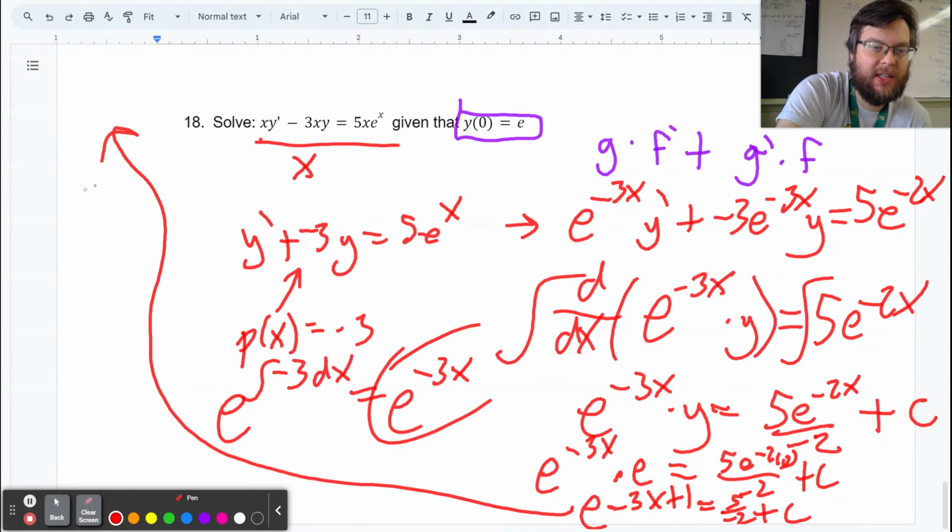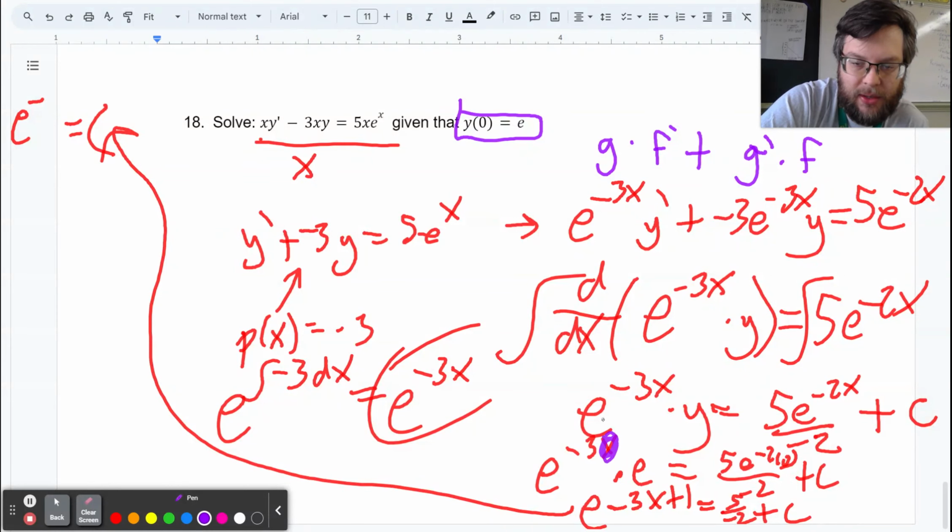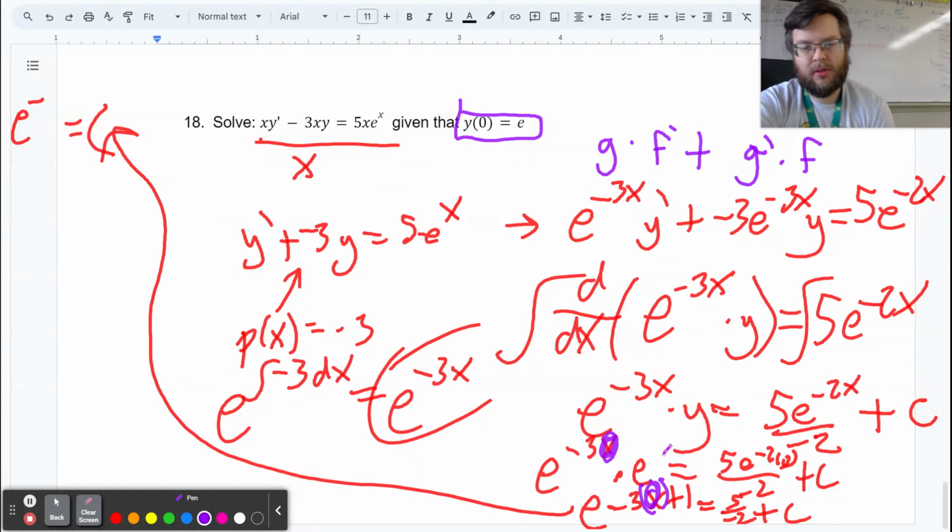That means that c is this weird constant. What did I mess up? Oh, I didn't plug in the 0 for everything. I should have plugged in a 0 right here as well. So 3 times 0. Okay. So that just means it's e to the 1.